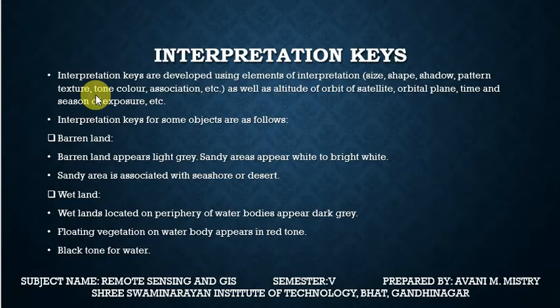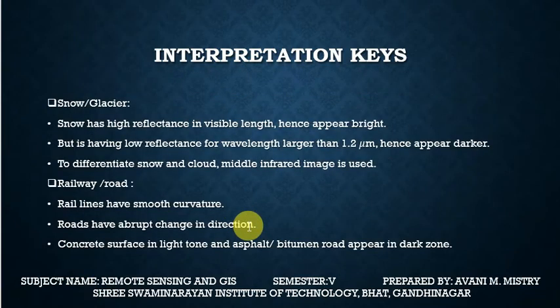Wetland located on the periphery of the water bodies appears dark grey. Floating vegetation on a water body appears in red tone. Black tone for the water. So all the images have been indicated in different colors.